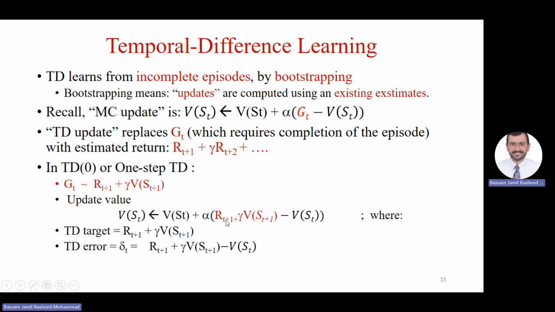So in this case, my target here is the reward when I leave the state plus discount times the value of the next state. And this is my error here. Again, this is my target, and this is my error. So with temporal difference, we will update this equation every time I take a step from one state to another state. I don't need to wait until the end of the episode.